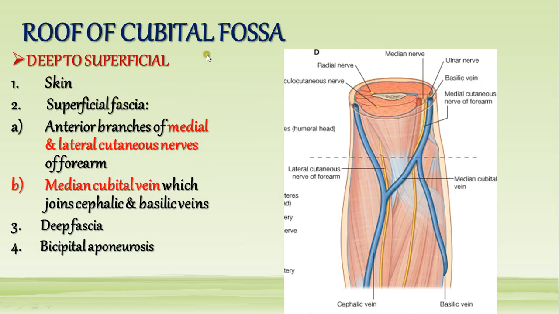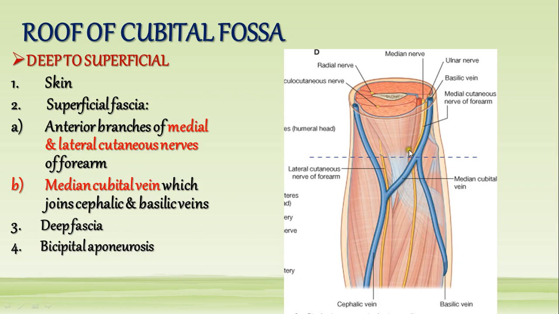The roof of the cubital fossa. The first layer that we dissect in a human body is the skin. Beneath the skin, there is a layer of superficial fascia. This layer of superficial fascia consists of two important structures. One is the cutaneous nerves and another is a subcutaneous vein.